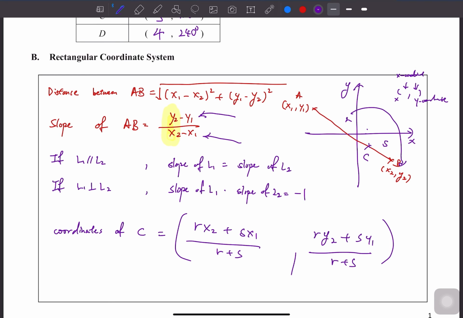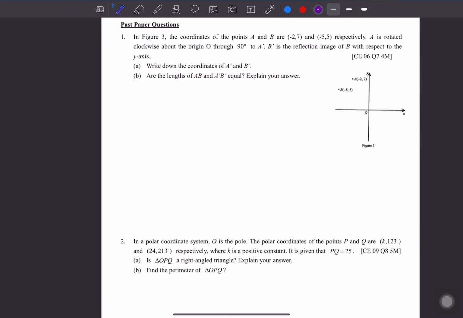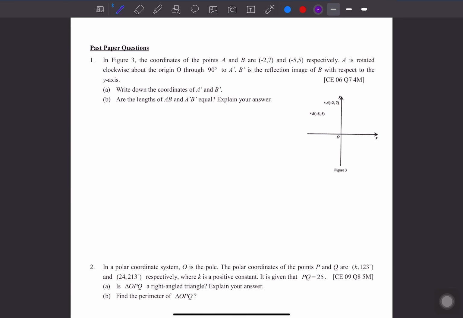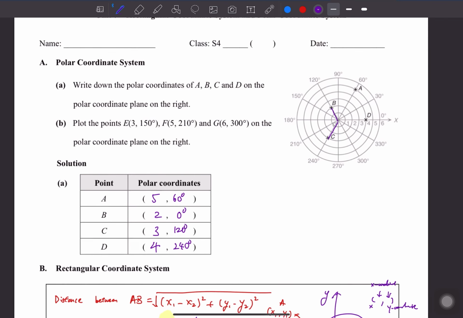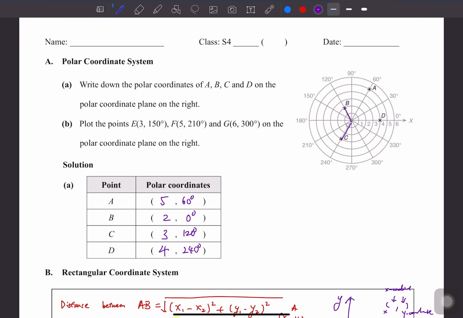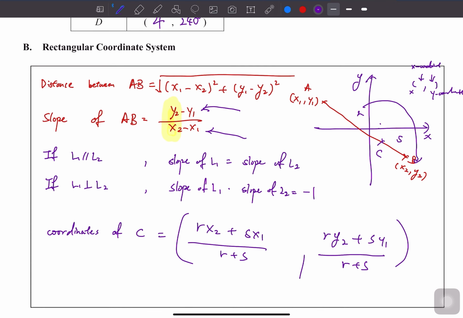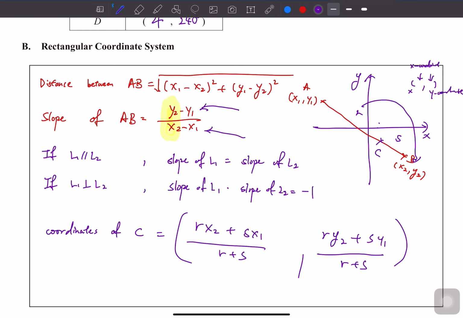I don't want to make the video too long, so we'll do the examples and the questions during the lesson. So remember, you need to remember how to identify the polar coordinate, and how to sketch the diagram if I give you the polar coordinate. The second one, if I give you the rectangular coordinate system, how can we make good use of the formulas to find the distance, slope, how to prove they are perpendicular or parallel, or how to find the coordinate in between R and S.